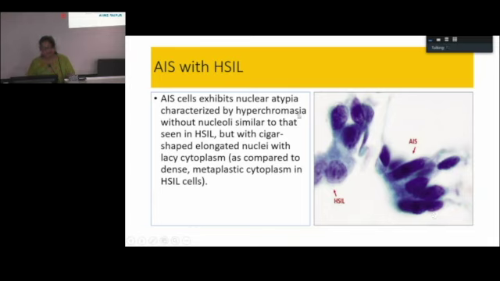Okay. So you can see in this smear, the AIS cells on the right and the HSIL cells on the left. The AIS cells exhibit nuclear atypia, nuclear enlargement, hyperchromasia without nucleoli, which is similar to that seen in HSIL. But the nuclei are cigar-shaped. They have lacy cytoplasm compared to the HSIL cells, where the cytoplasm is more dense. So the more and more you keep observing this morphology, you'll be able to appreciate what is dense cytoplasm and what is lacy cytoplasm.